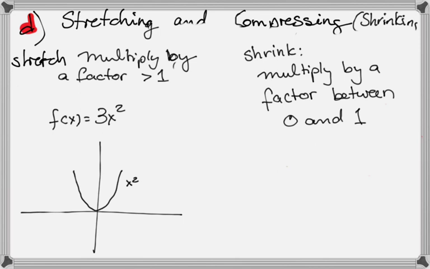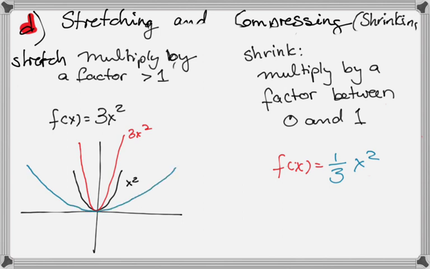Three x squared, you get tall and skinny. And if you have f of x equals 1/3 x squared, then you shrink and you get wider. 1/3 x squared. There you go. And I will definitely do examples next Tuesday. I just wanted to show you. These are all the transformations we're going to talk about.